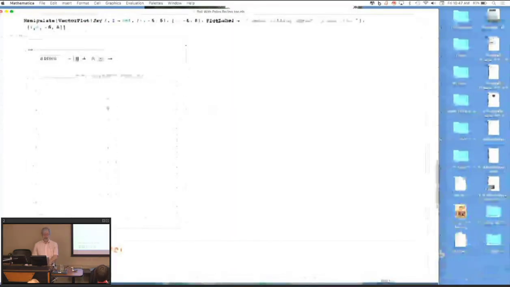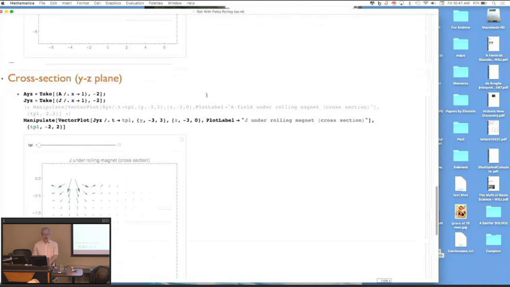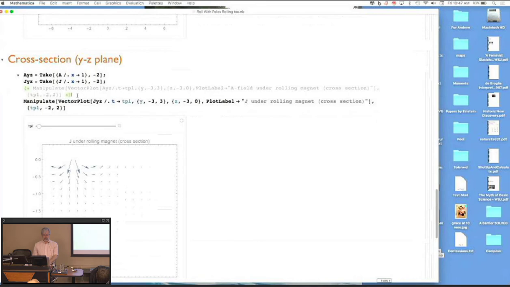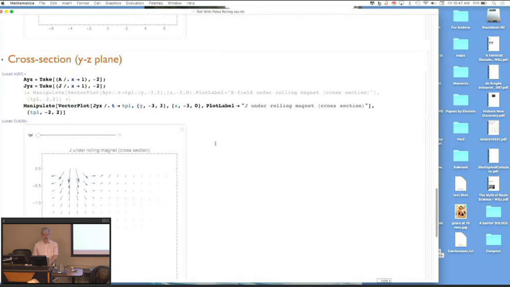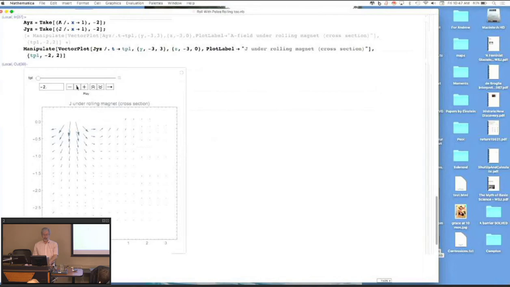Can't you see what I see? There it is. There's the induced current now in this case. And this is what the current looks like down into the plate, the cross section.